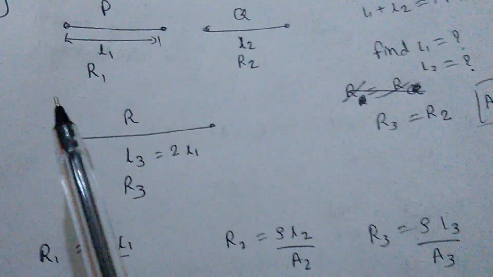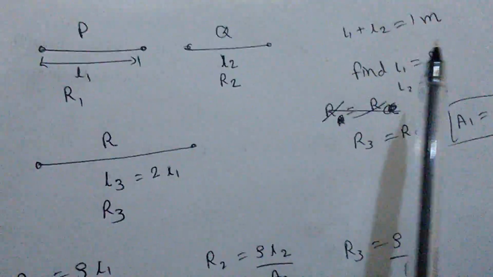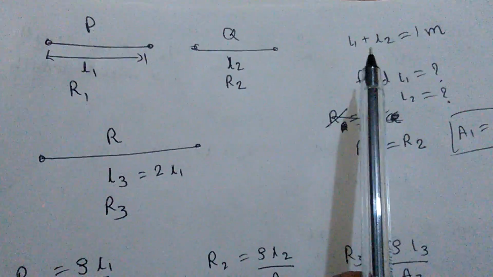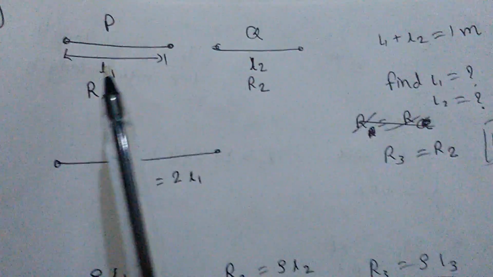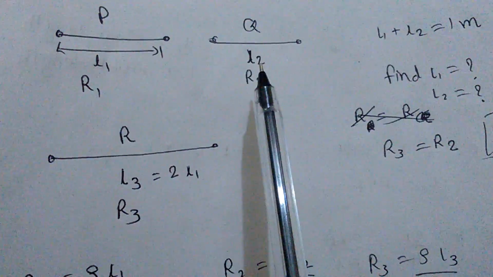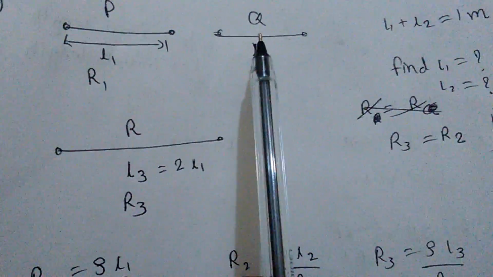Now we are going to follow illustration number 6. In that we have been provided one wire of length 1 meter. Now it has been divided into two parts. One is of length L1 and another one is of length L2. We are assuming the first part as P and the second part as Q.